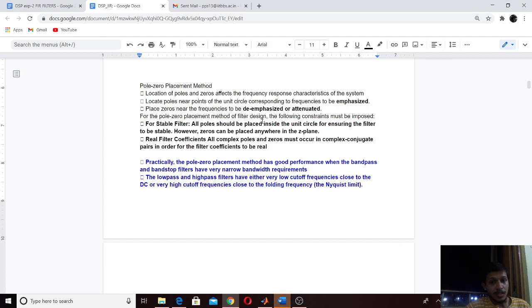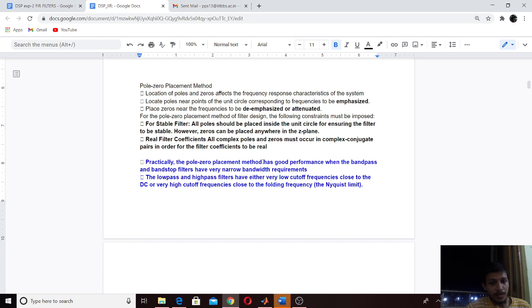The constraints of this pole zero placement method: all poles should be placed inside the unit circle for ensuring that the filter is stable. That is, the filter response, the output y of n, should not become unstable for any type of input. And also the filter coefficients must be real. All complex poles and zeros must occur in complex conjugate pairs in order for the filter coefficients to be real.